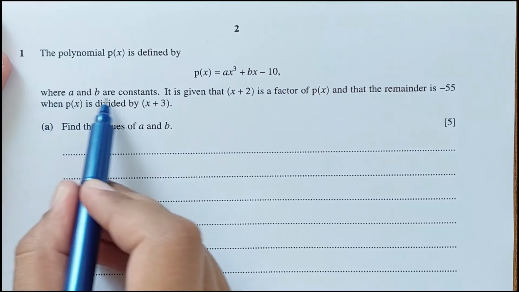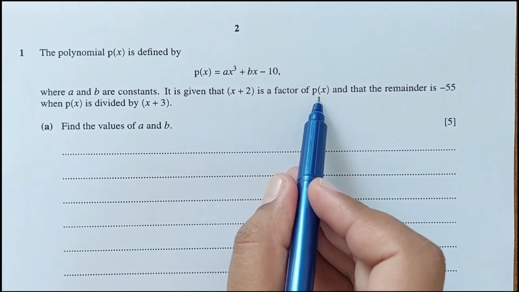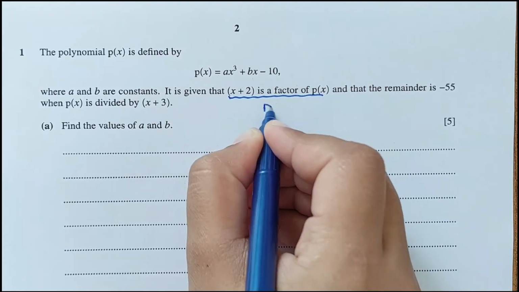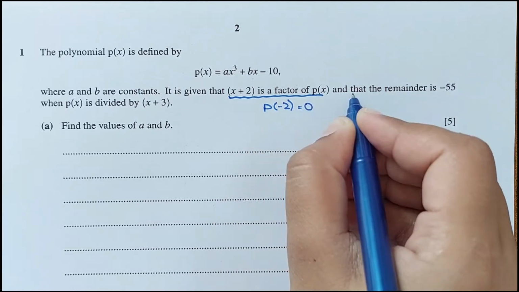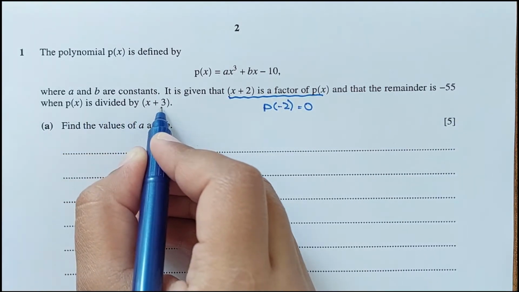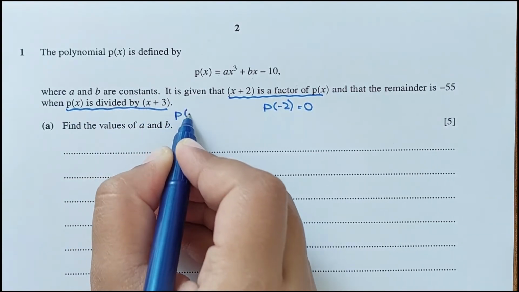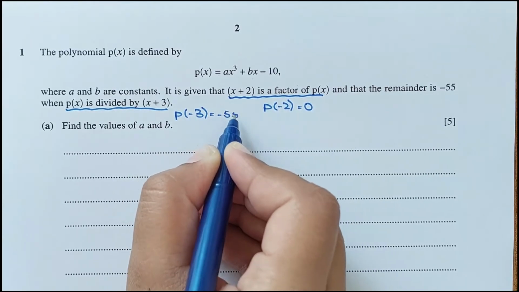and b, where a and b are constants. It is given that x plus 2 is a factor of p of x. So x plus 2 is a factor of p of x. It means p of minus 2 should be equal to 0, and that the remainder is negative 55 when p of x is divided by x plus 3. This means that p of negative 3 is equal to minus 55.